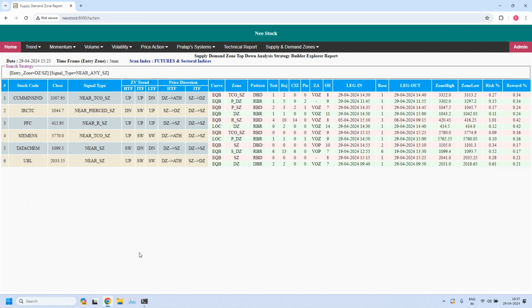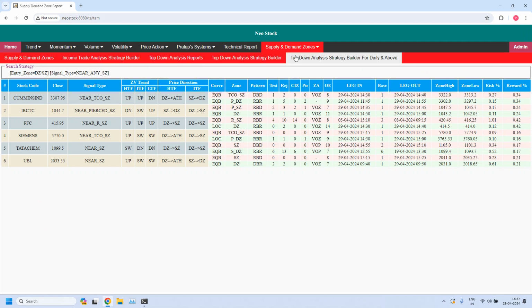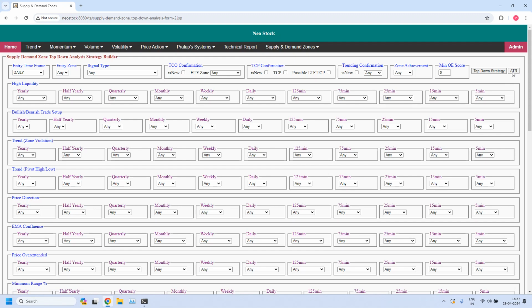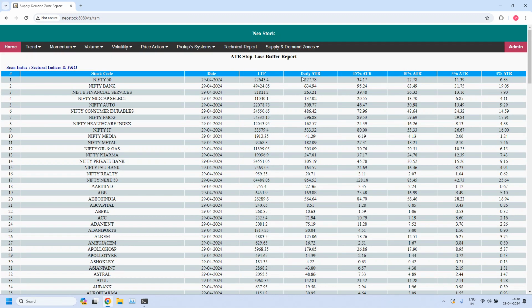Now let us generate the last report, that is stop buffers based on daily ATR. I am generating the report. So this is the daily ATR here in this column. 15% ATR you can use it for daily time frame, 10% ATR you can use it for 75 minutes or 125 minutes time frame, 5% ATR you can use it for 15 minutes or 25 minutes time frame, and 3% ATR you can use it for 5 minutes time frame.